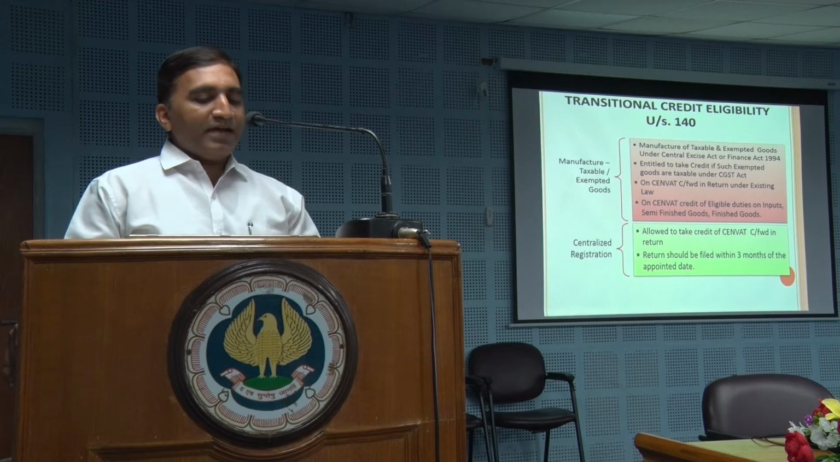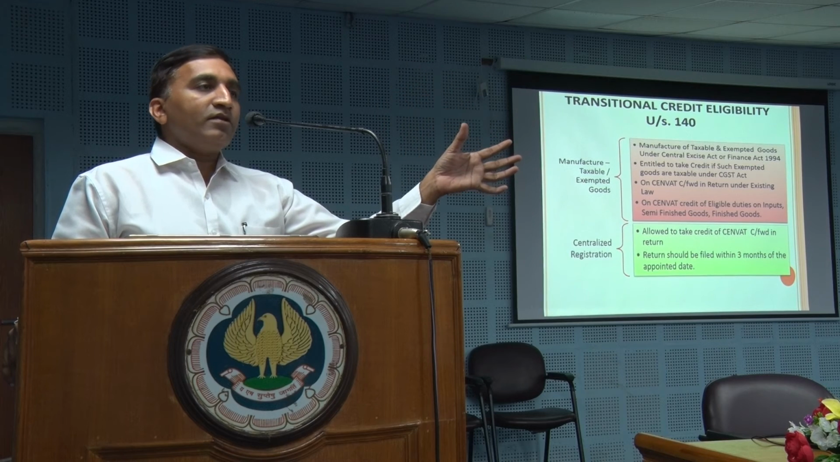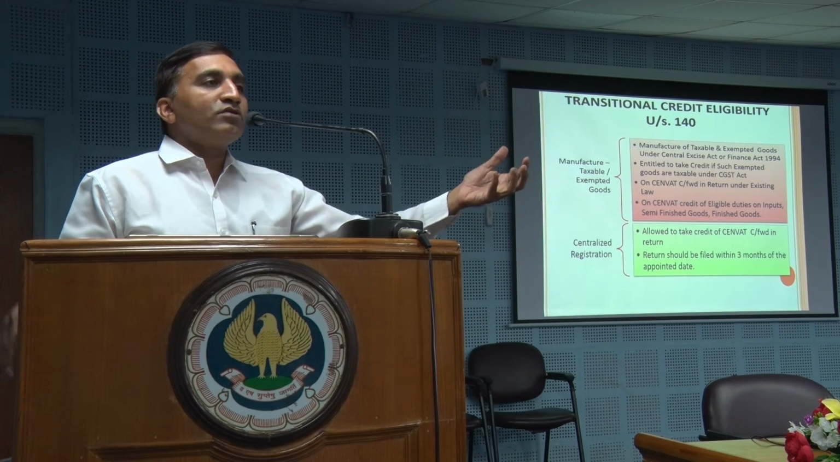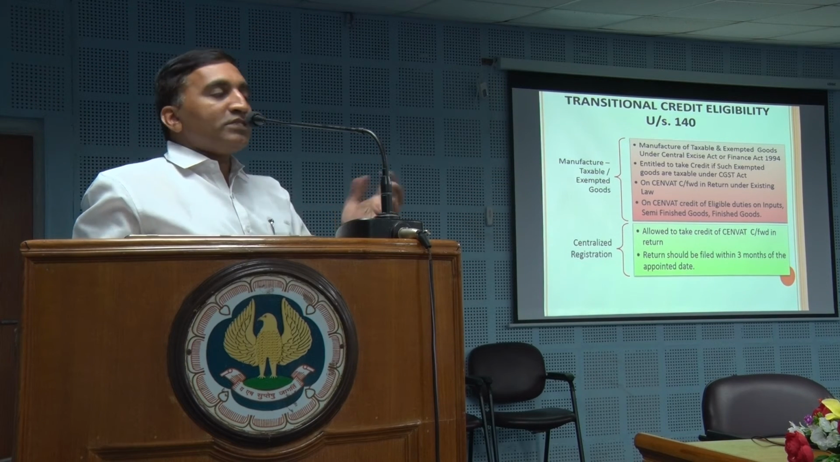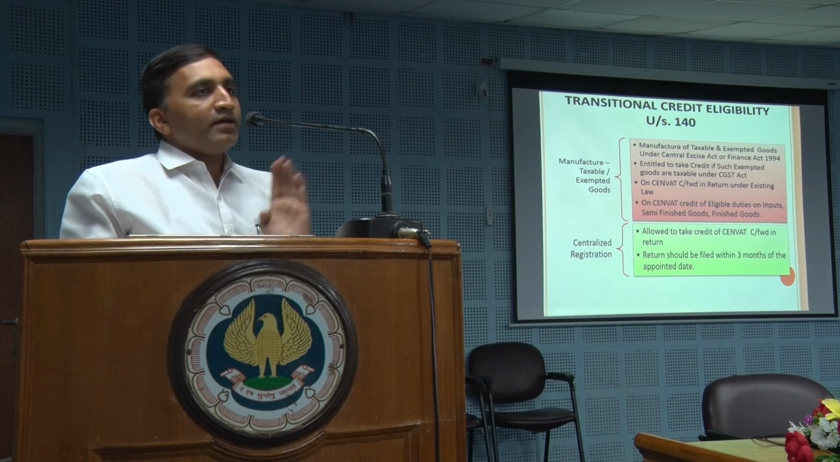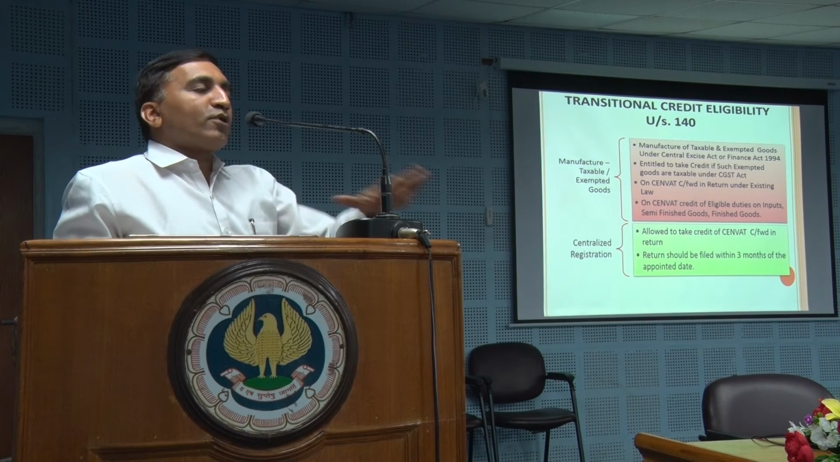Okay, this already I have completed: manufacture of taxable and exempted goods. That is, some goods taxable, some goods exempted, both I manufacture. For the taxable goods, I have already claimed the CENVAT credit, but for the exempted goods, there are certain goods or stock in hand which I have. So on that goods, I can claim the ITC in the transitional form. But whatever it is, prepare a proper working.